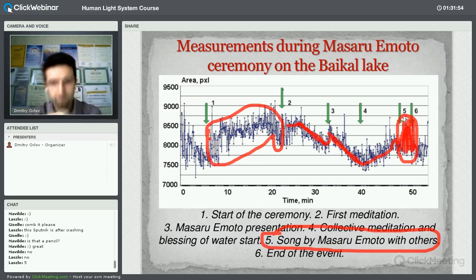We made a lot of such experiments in theaters, in concert halls, during rock concerts, and during drama theater performances. In each case we saw how the audience was perceiving and reacting to what was going on on the stage, and the signal correlated with that.